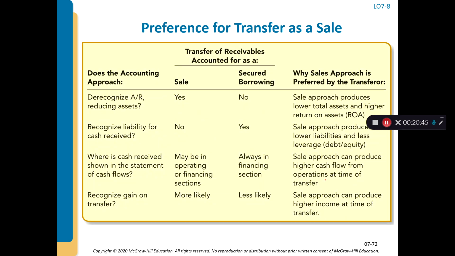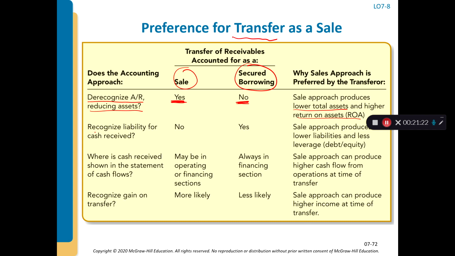Okay, so the preference for transfer or sell: if you're a company, you want to transfer, or you want to sell the AR, or you want to secure borrowing. So there is a good and bad side, right? First of all, does the accounting approach de-recognize accounts receivable, reducing assets? On the sales, yes, you get rid of the accounts receivable from your balance sheet, but with secured borrowing, you still hold accounts receivable, right? That means the sales approach can produce lower total assets and a higher return on assets.